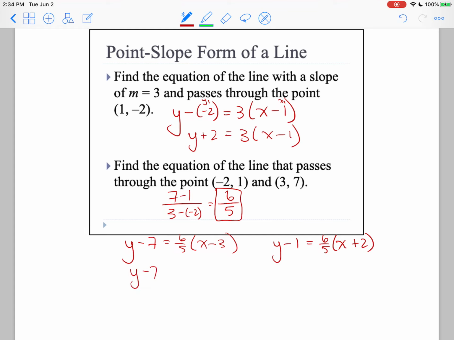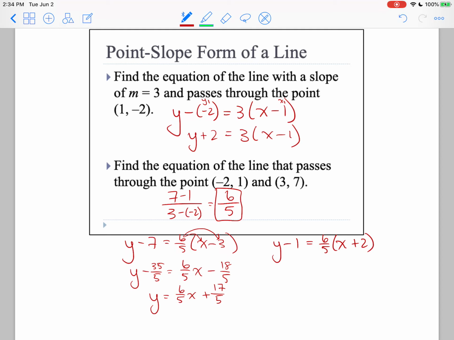So we have y minus 7 equals 6/5 x, and now when I distribute, I just distributed it there. If I distribute it to the negative 3, I get negative 18/5. Okay, now instead of writing this 7 as a 7, 7 is 35/5. So when I add this, I'm doing negative 18 plus 35. And that gives me 17/5.